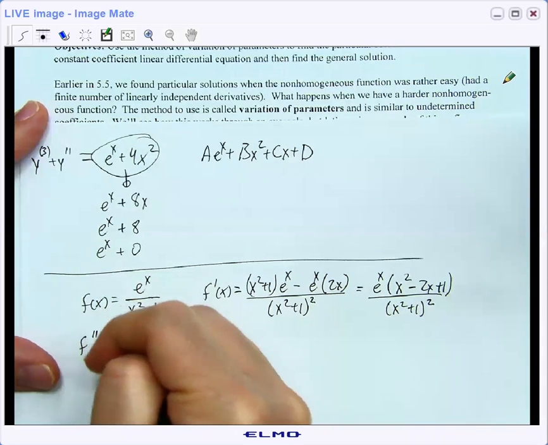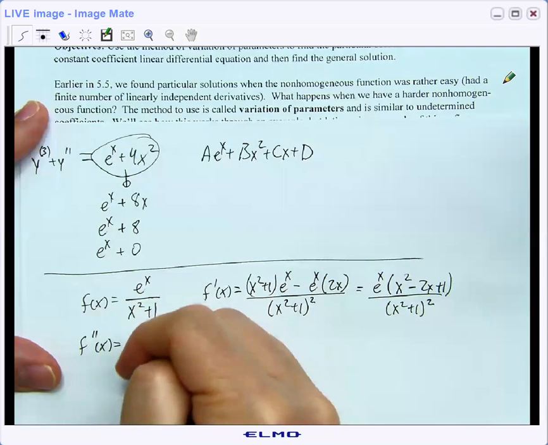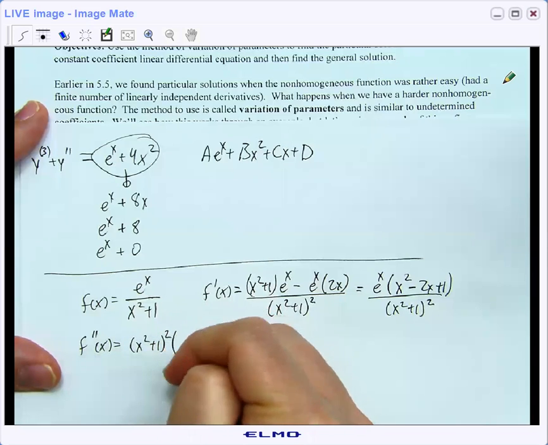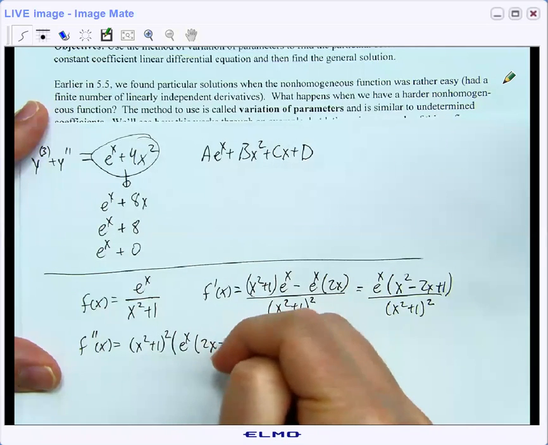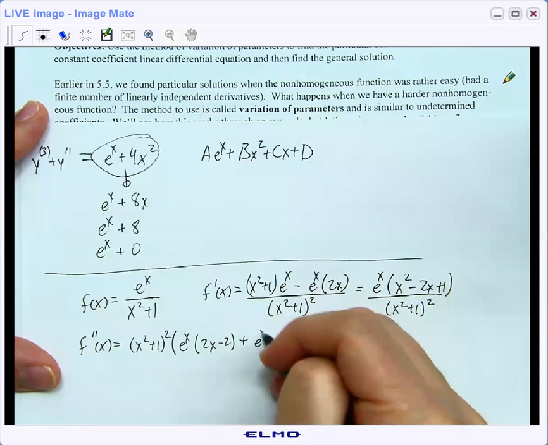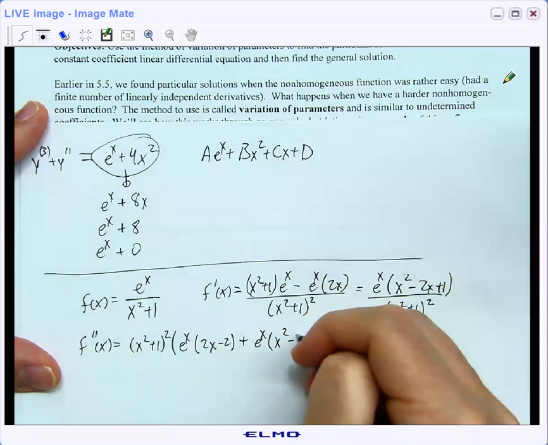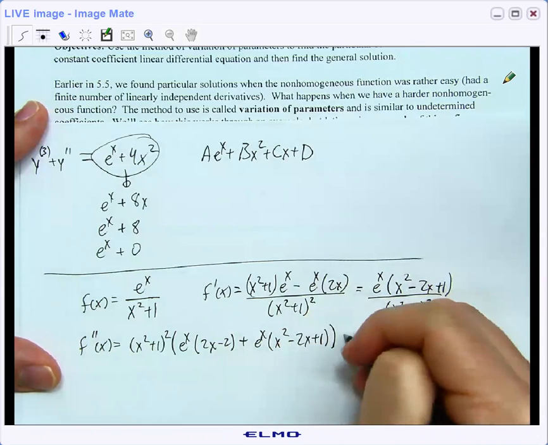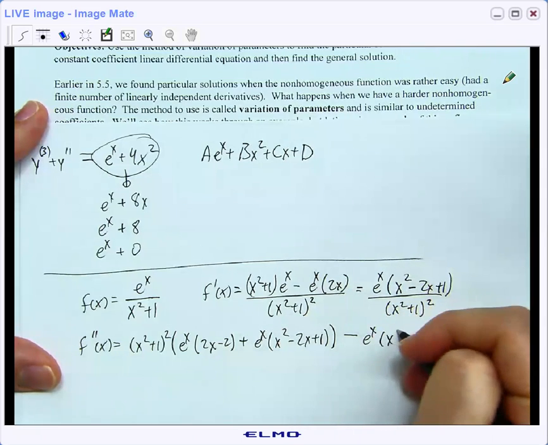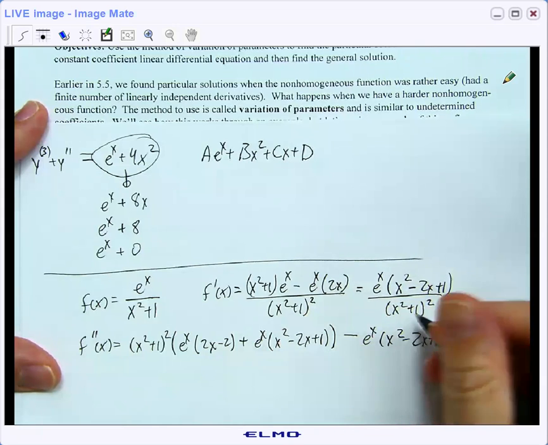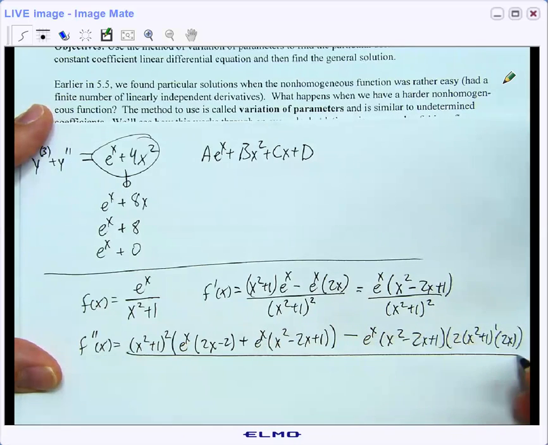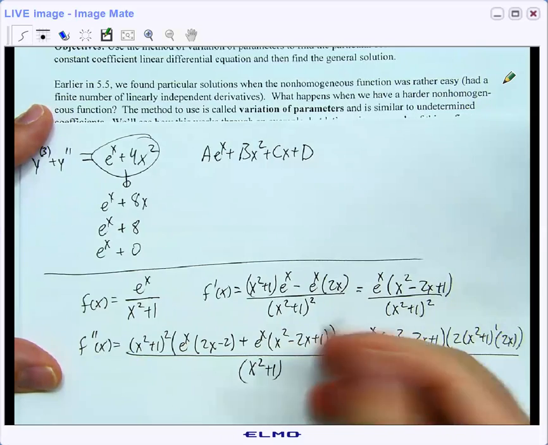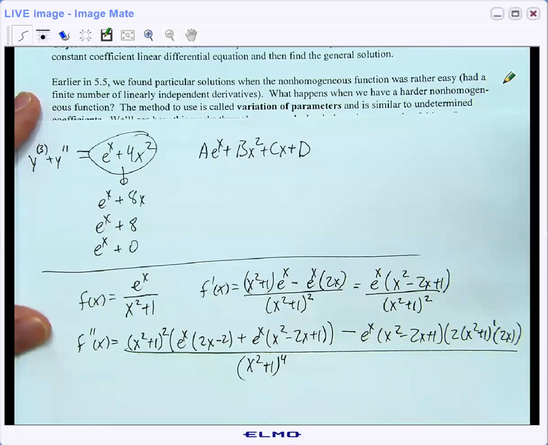And then if we even do the second derivative, things get even worse. So we'll have x squared plus 1 squared times, and now we'll need the product rule inside the numerator, e to the x times 2x minus 2 plus e to the x times x squared minus 2x plus 1, minus e to the x times x squared minus 2x plus 1 times the derivative of the denominator, which would be 2 times x squared plus 1 to the first power times the derivative of the inside function because of the chain rule, which is 2x, all over x squared plus 1 squared squared, which would be to the fourth. And you can see that this is going to get really hairy really fast.